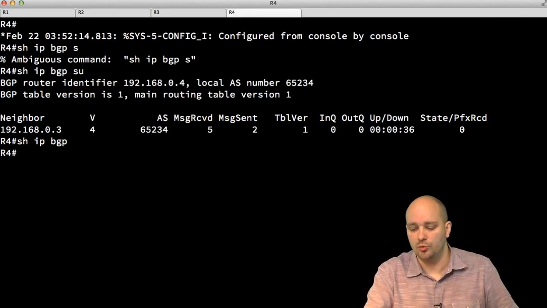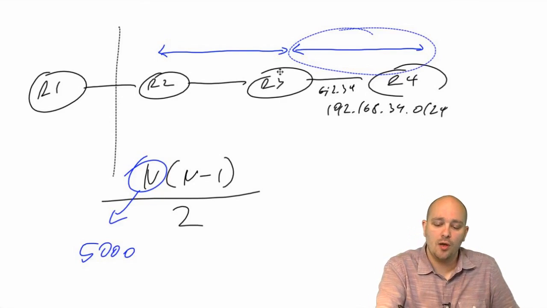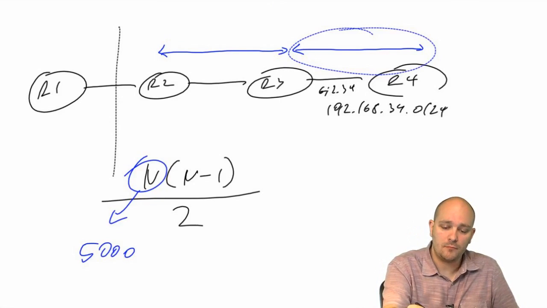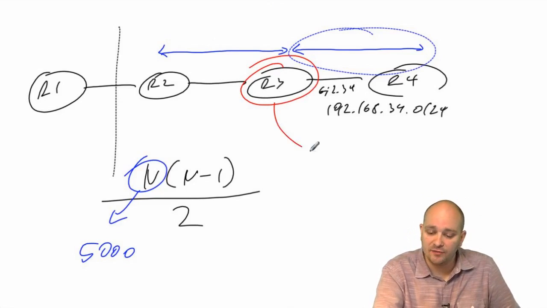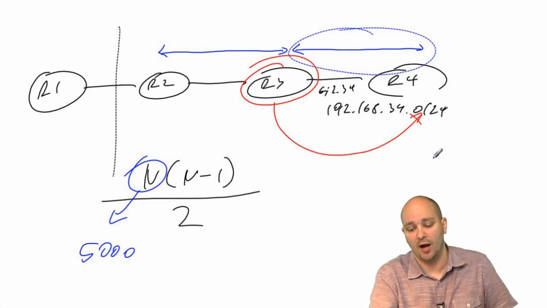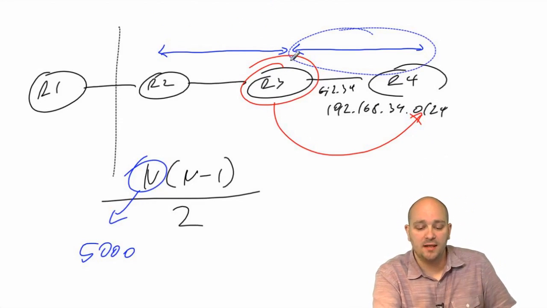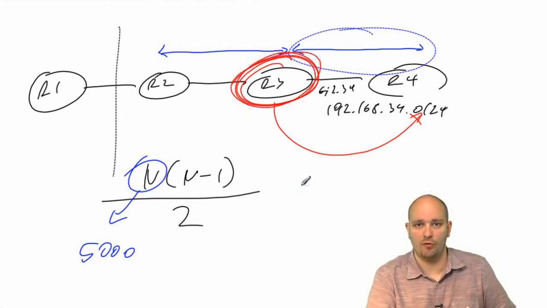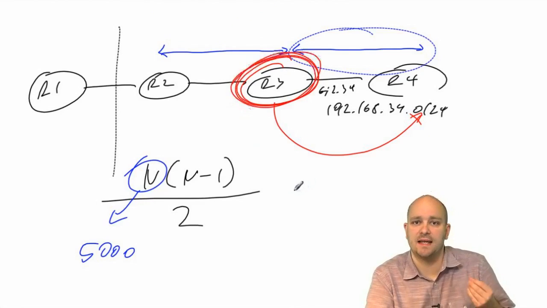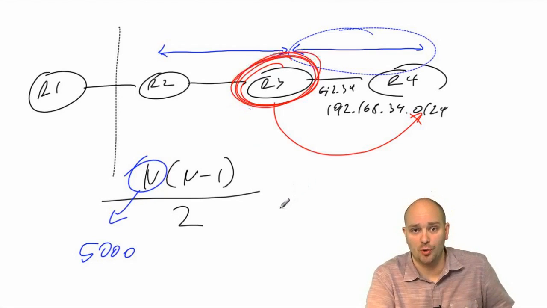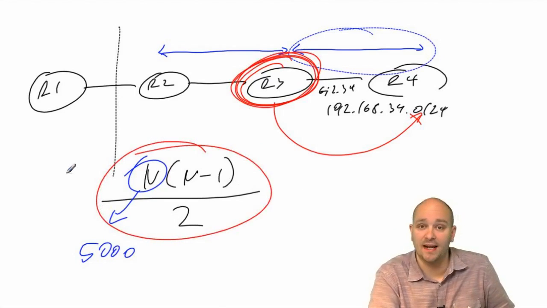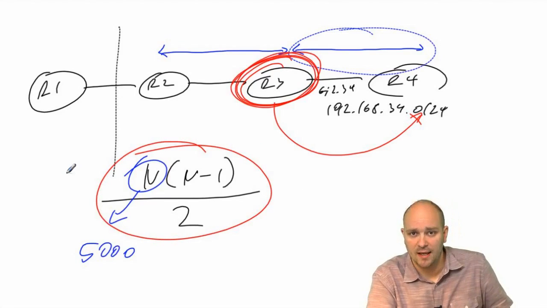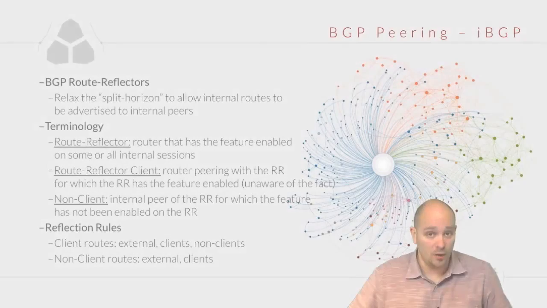this issue. But what I actually want to do now is I want to make sure that R3 advertises this route to R4. I want to make R3 relax the rules of advertising the internal routes to other internal peers, because this may help me with the scaling of internal peering. Let's see how we can do that.